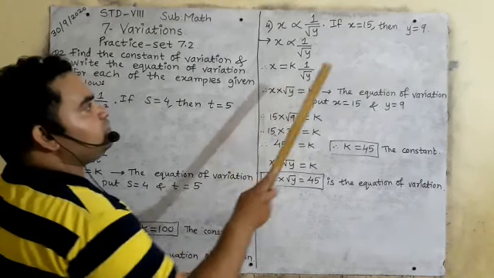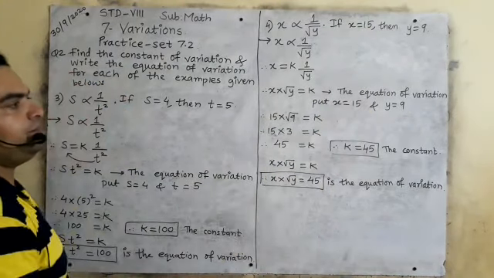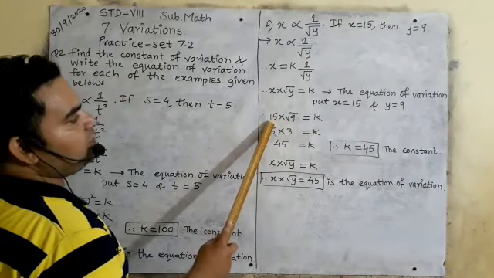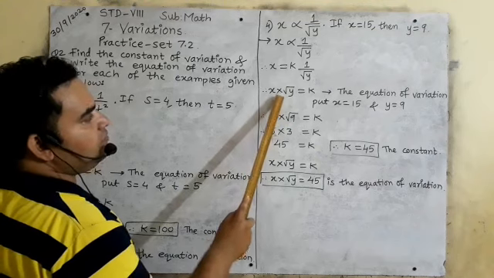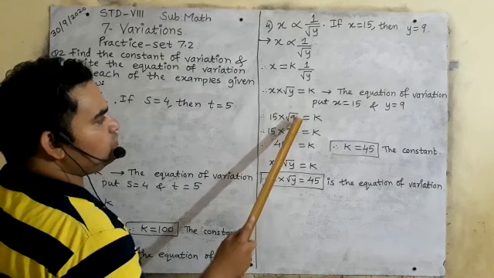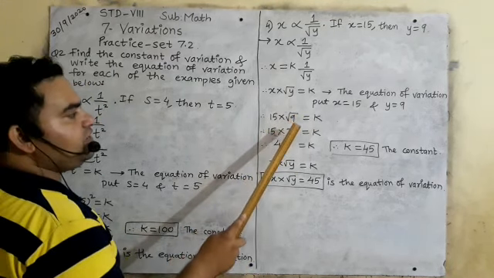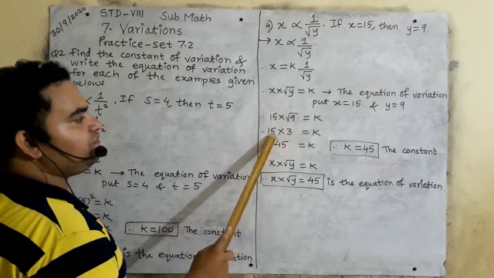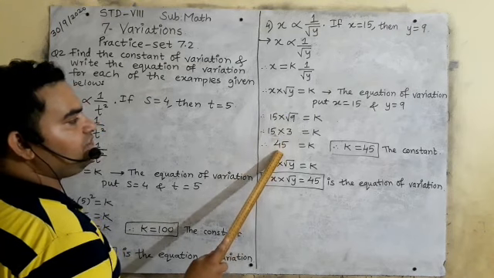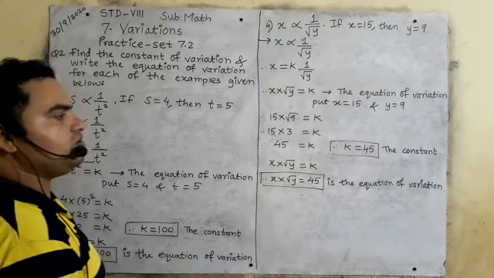Now we will substitute the values of x is equal to 15 and y is equal to 9. See, instead of x we will write 15 multiplied by square root of y; the y value was 9, so square root of 9 is equal to k. Now 15, square root of 9 is 3, so 15 threes are 45, is equal to k. Therefore k is equal to 45, the constant.